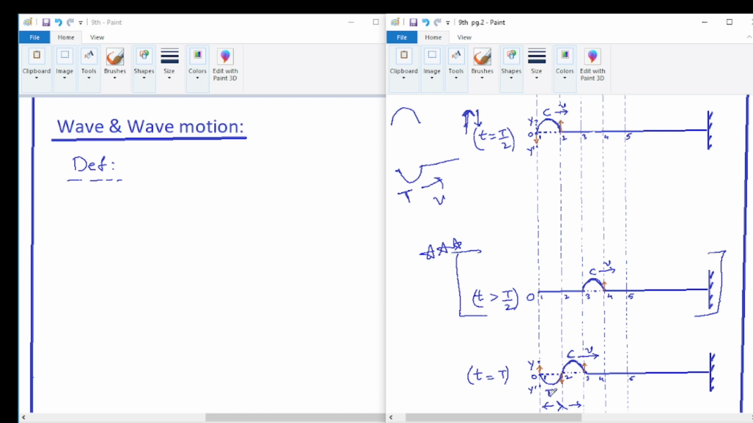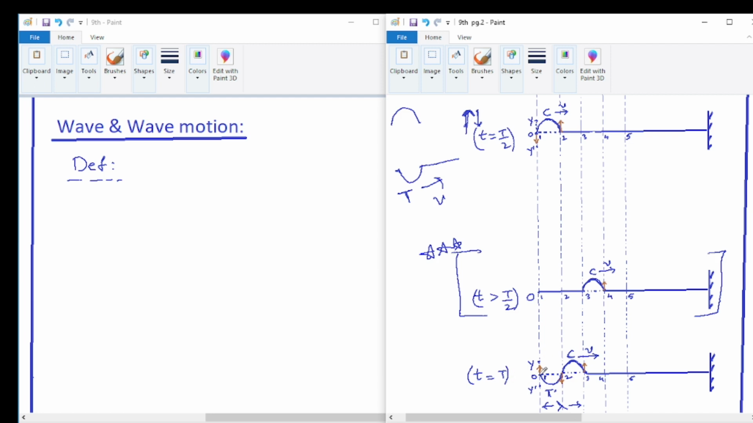So this is the trough. I'm just calling it t dash again. So this is the exact direction, you see. So this is about the formation of one complete wave in a time period. Now what if another time period is allowed? Further jerking is continued.